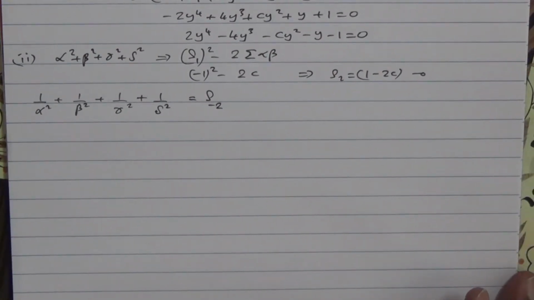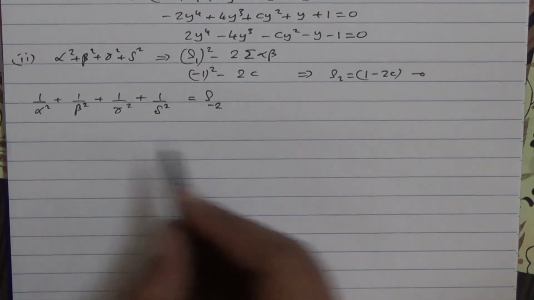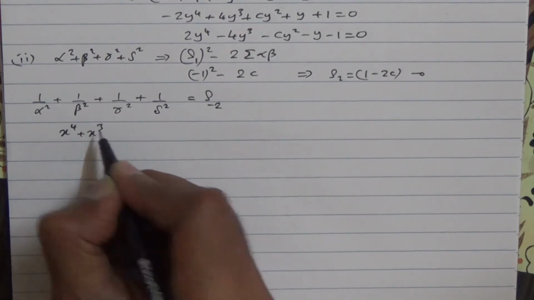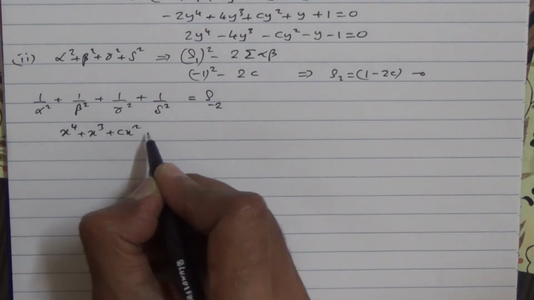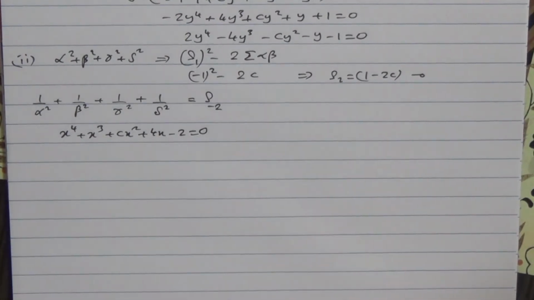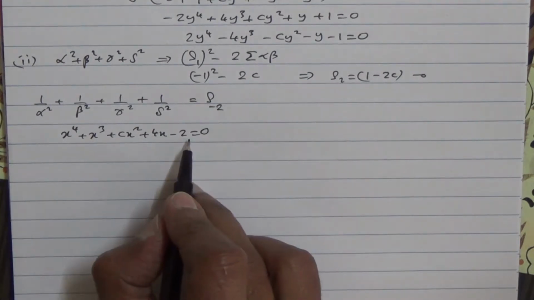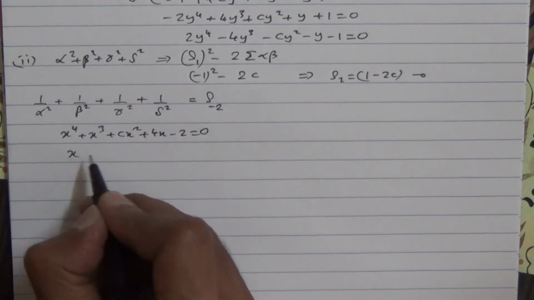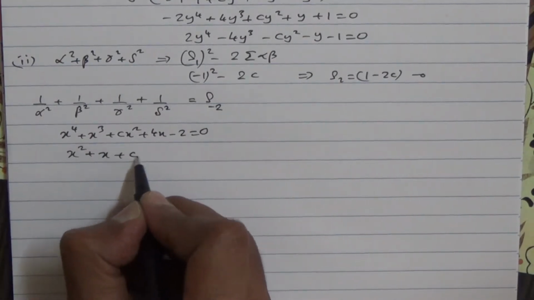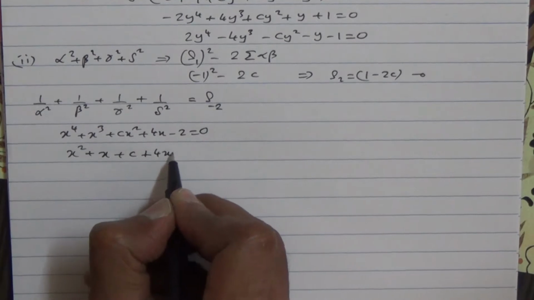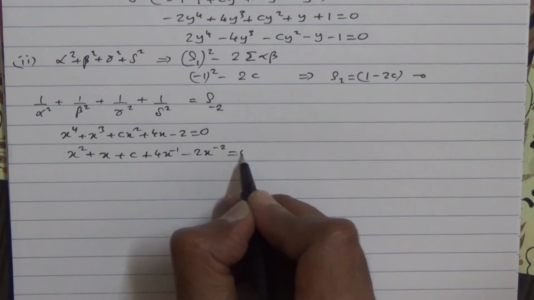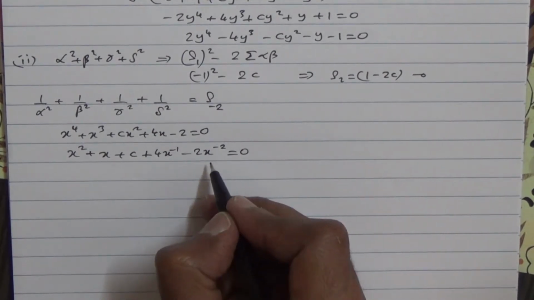Now, the first thing to do here is to look at the equation itself. We're looking at x to the 4 plus x cubed plus cx squared plus 4x minus 2 is equal to 0. So what is the first step here? I'm going to divide by x squared. So we're going to get x squared plus x plus c plus 4x to the power minus 1 minus 2x to the power minus 2. And then from here I'm going to use the recurrence formula.